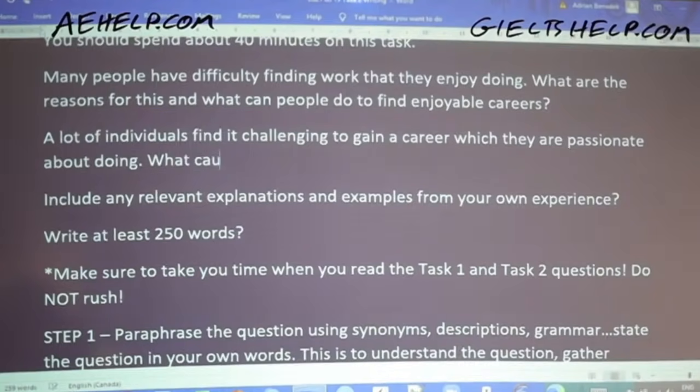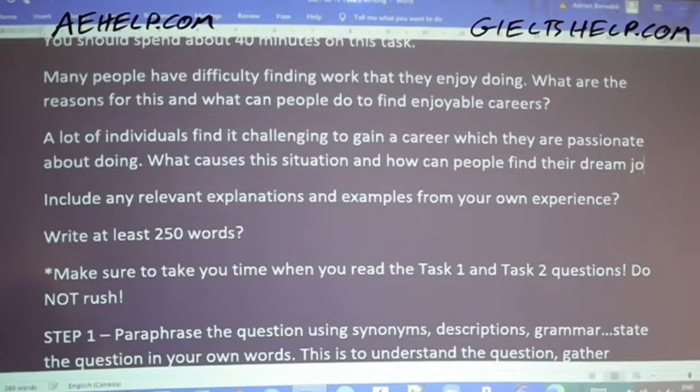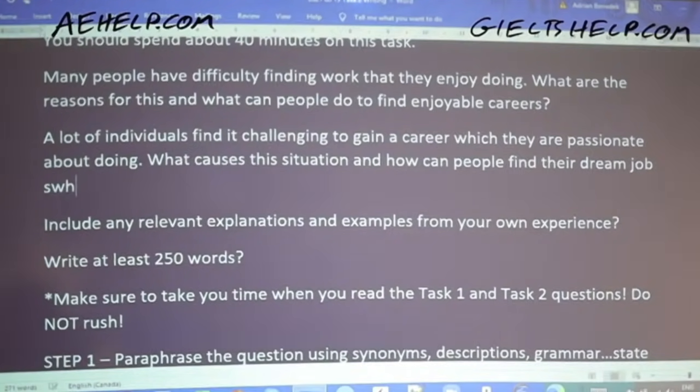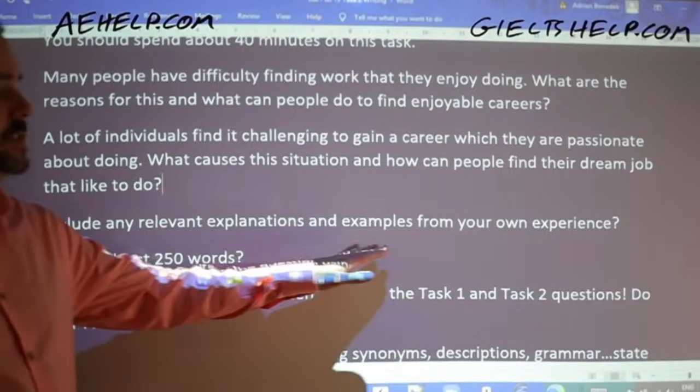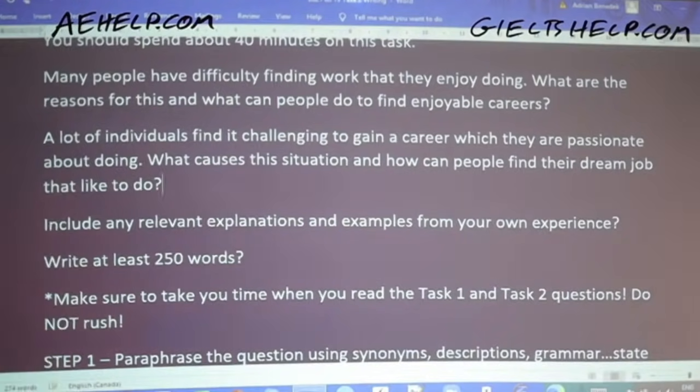What causes this situation, and how can people find their dream job that they like to do? Okay. So, and then don't forget this part too. Include any relevant explanations and examples from your own experience.